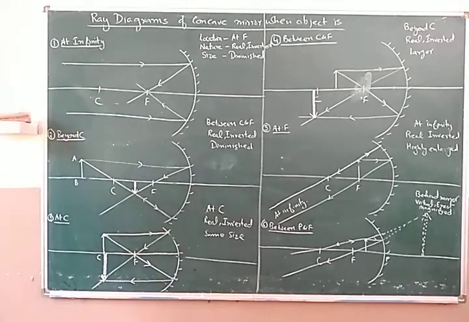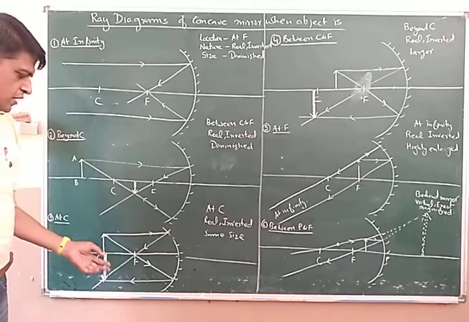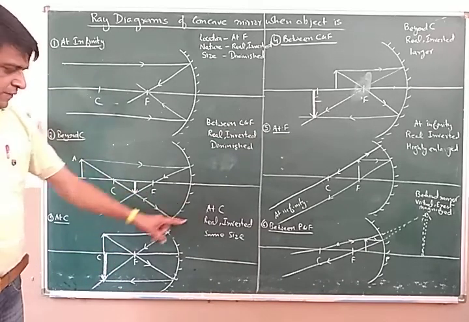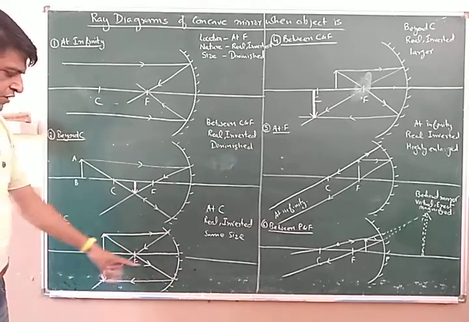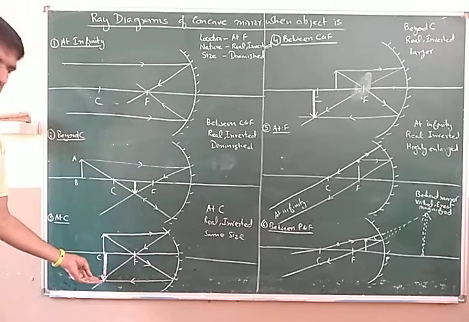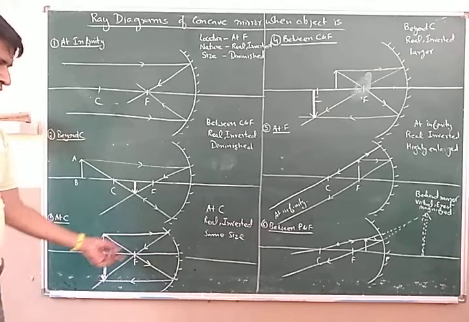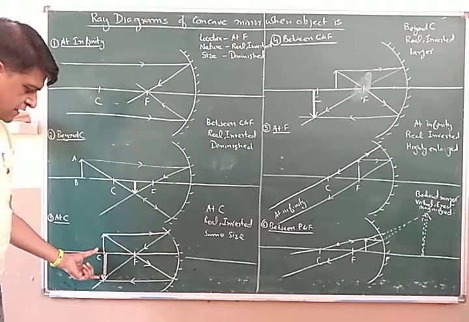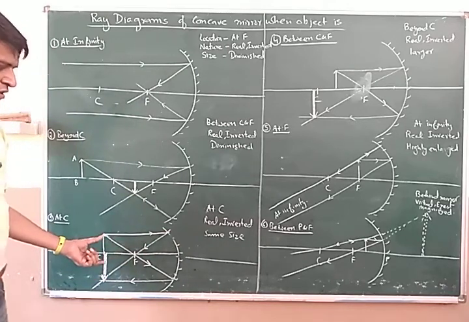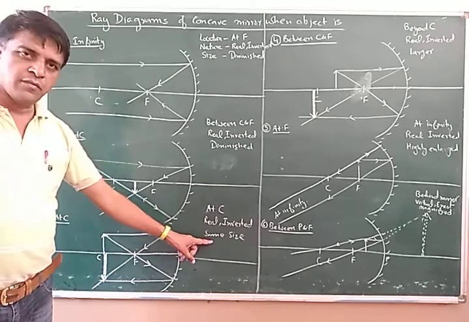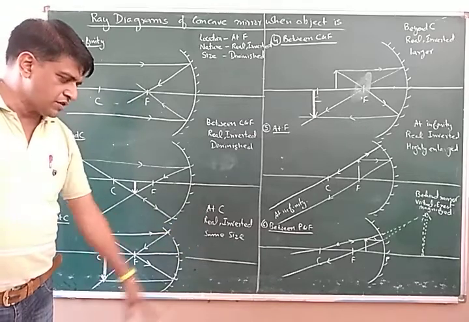Now, what are the properties? The image is at C. It is real and inverted because it is formed by the actual intersection of light rays, and it has the same size as the object. That's why we can say the image is of the same size.